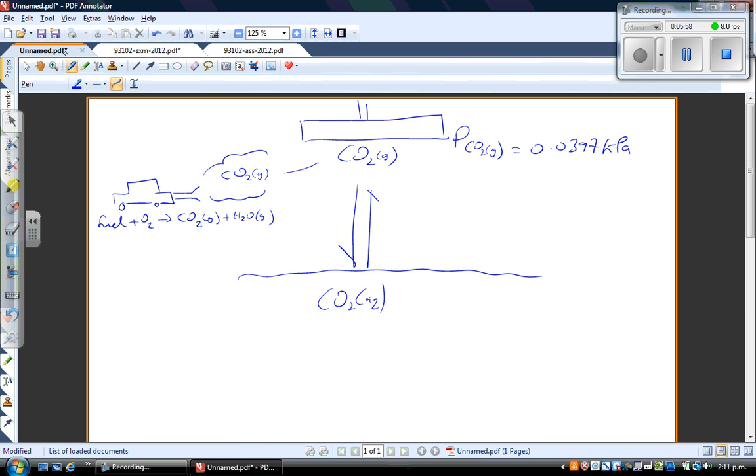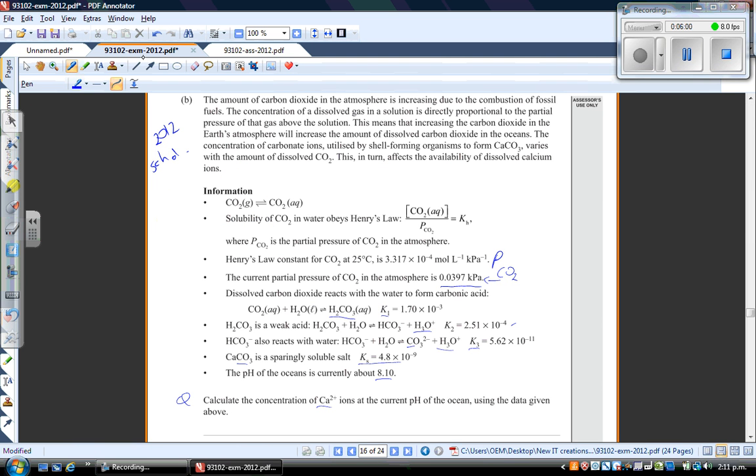It goes on to say further in the introductory paragraph, so the amount of dissolved carbon dioxide in the oceans will increase. The concentration of carbonate ions utilized by shell-forming organisms to form calcium carbonate varies with the amount of dissolved CO2. This in turn affects the availability of dissolved calcium ions. Okay, so we've used that equation. We've used this partial pressure of CO2. It's in our schematic. The solubility of aqueous CO2 obeys Henry's law.